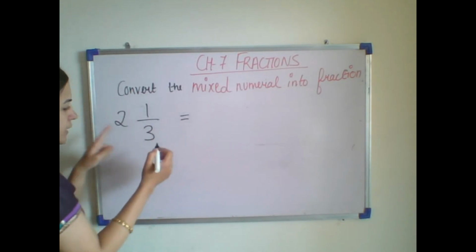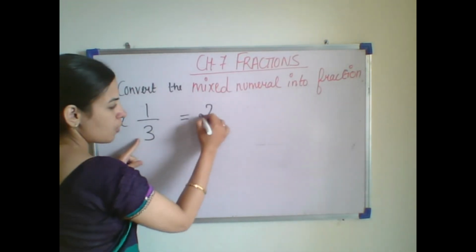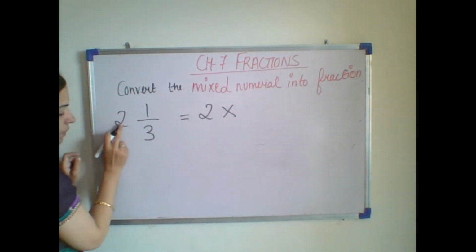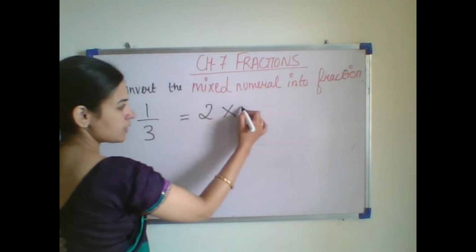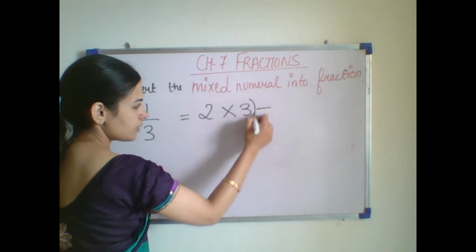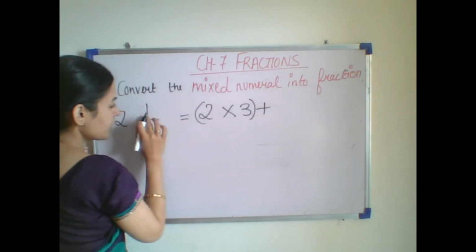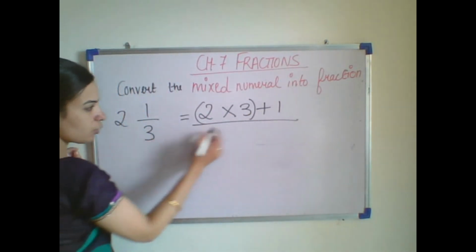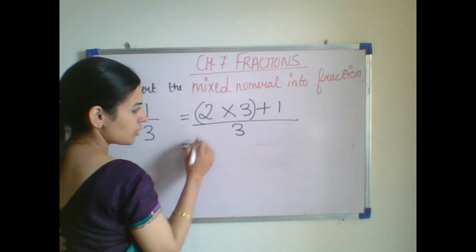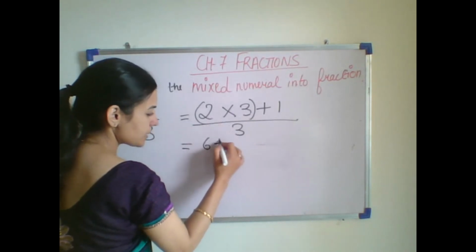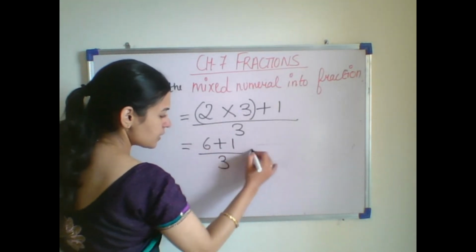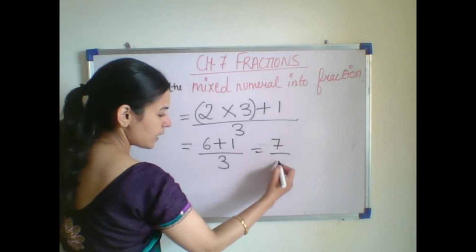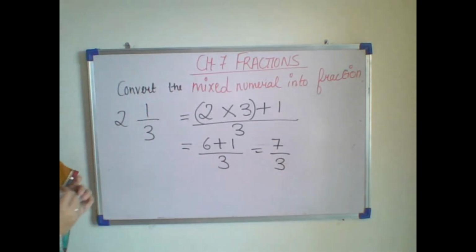We have to convert it into a fraction, that is, an improper fraction. So how to do it? You will be multiplying 2 with 3 and then adding 1 to it and dividing it with the denominator, that is 3. 2 3s are 6 plus 1 upon 3. So 6 plus 1 is 7 upon 3. Like this way you have to do.